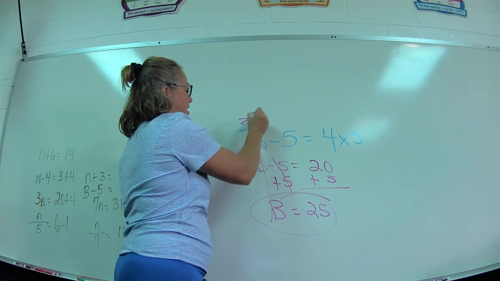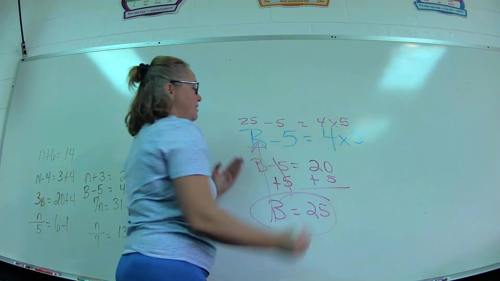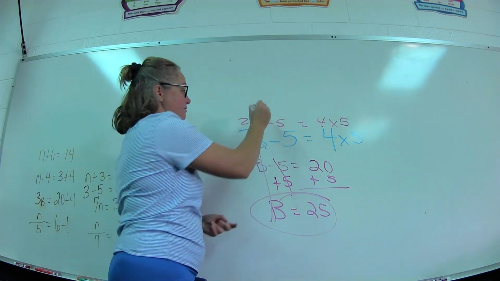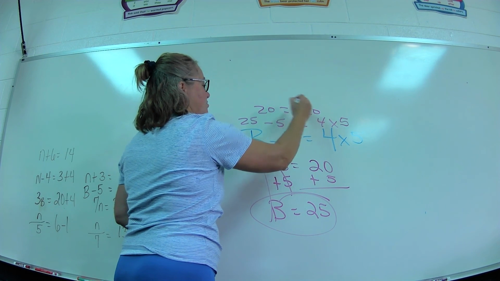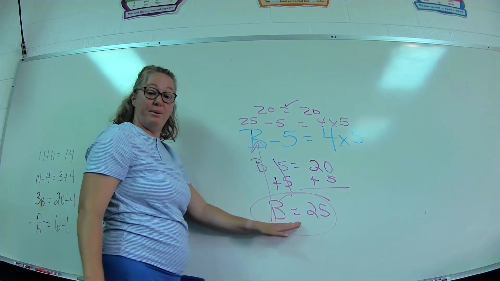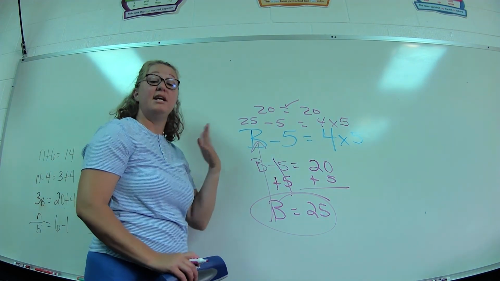Take this value, put it right there. So 25 minus 5 equals 4 times 5. What's 25 minus 5? 20. What's 4 times 5? 20. So my value for b is 25. It makes my algebraic equation equal.